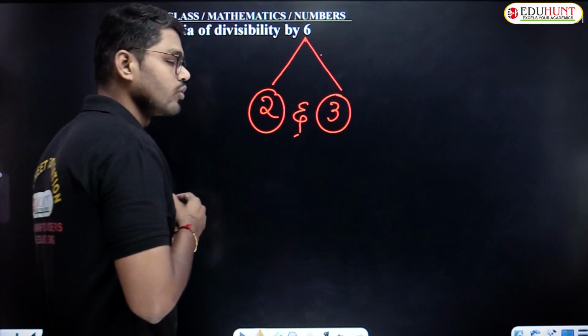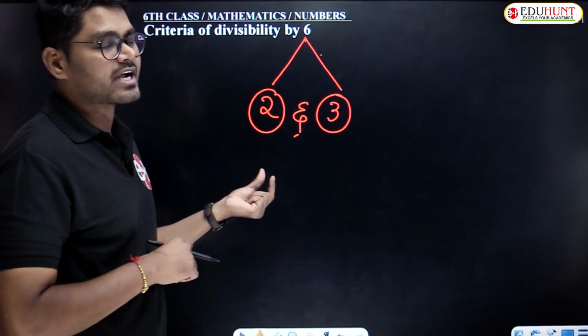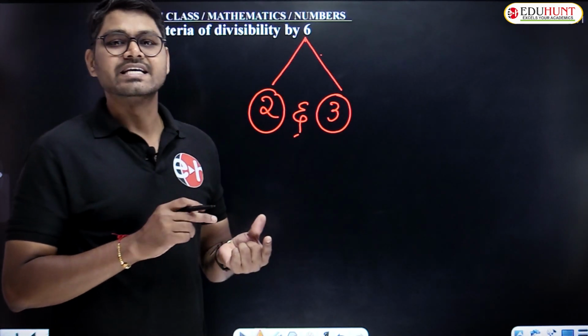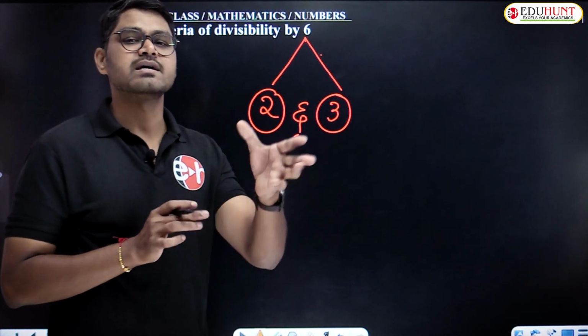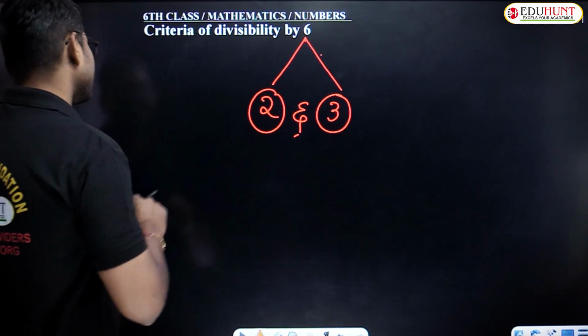2 and 3. That means if a number is divisible by both 2 and 3, then the number is divisible by 6. That is the divisibility rule of 6. Okay, let's check.